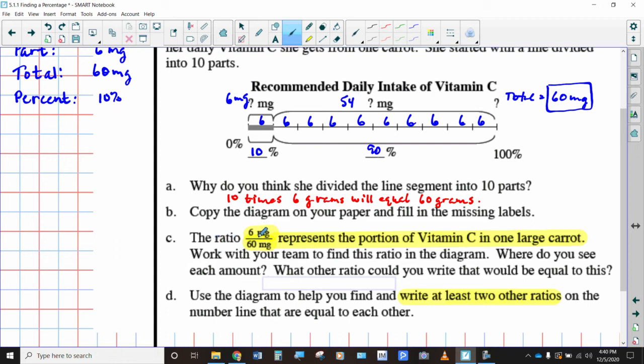So the ratio of 6 milligrams over 60 milligrams represents the portion of vitamin C in 1 large carrot. Work with your team to find this ratio in the diagram. Actually, it's not too hard to see that right there in the diagram. Where do you see each amount? What other ratio could you write that would be equal to this? Okay, go ahead and take a look at the diagram and see if you can see another ratio that we could write in there that would be equal to this.